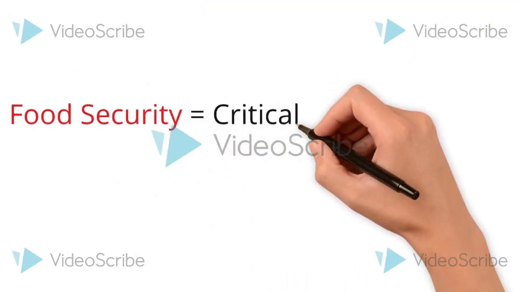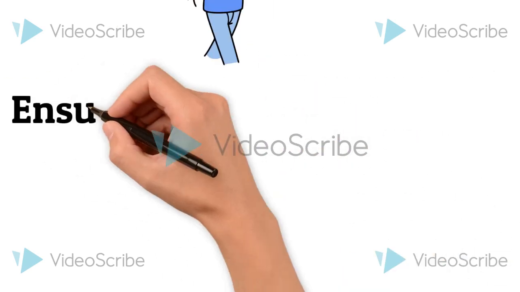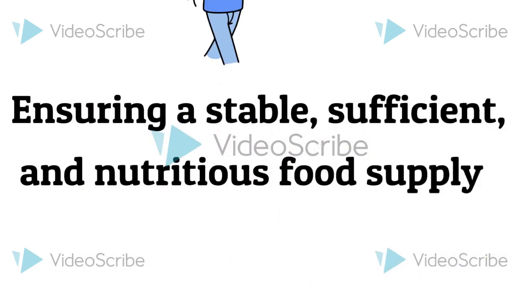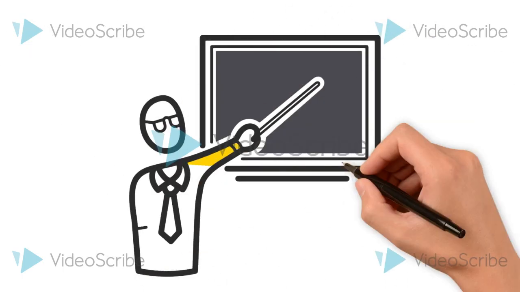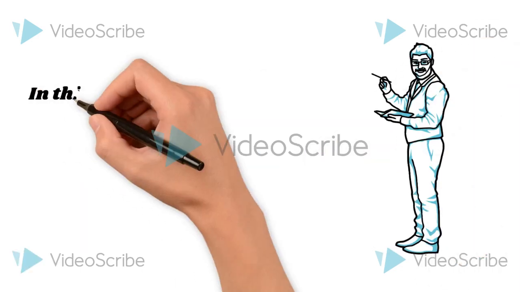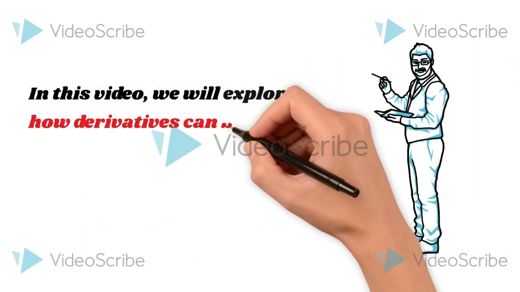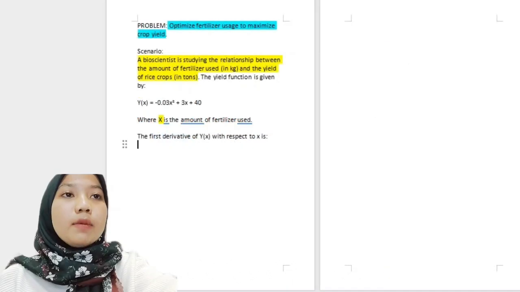Food security is a critical issue worldwide, and Malaysia is no exception. Ensuring a stable, sufficient, and nutritious food supply requires innovative solutions, especially in times of global challenges such as climate change and pandemics. In this video, we will explore how derivatives can be used in agricultural practices in Malaysia to address food security issues.